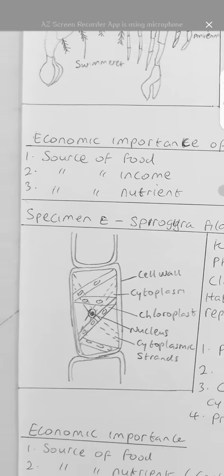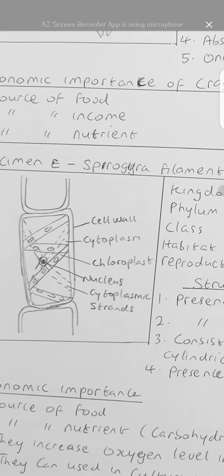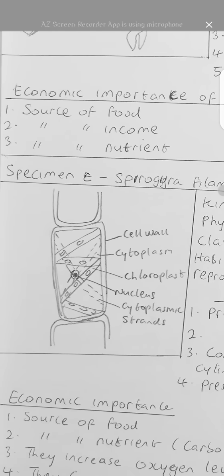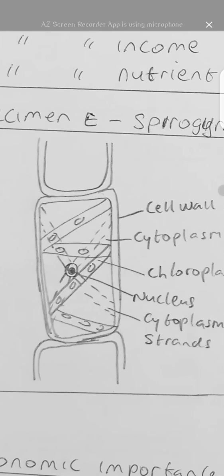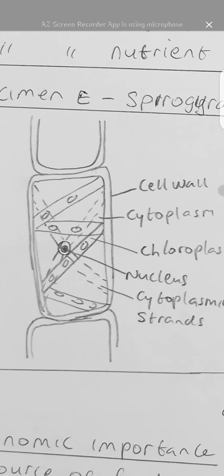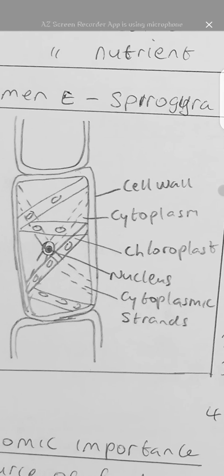Okay, so that's basically it. So let's go to the next one, specimen E. Specimen E is Spirogyra filament. So let's look at it. So this is the simplest way. I know the drawing is funny, but this is the simplest one I could get. So just basic. We have the cell wall, we have the cytoplasm, we have the chloroplast, we have the nucleus, we have the cytoplasmic strands.